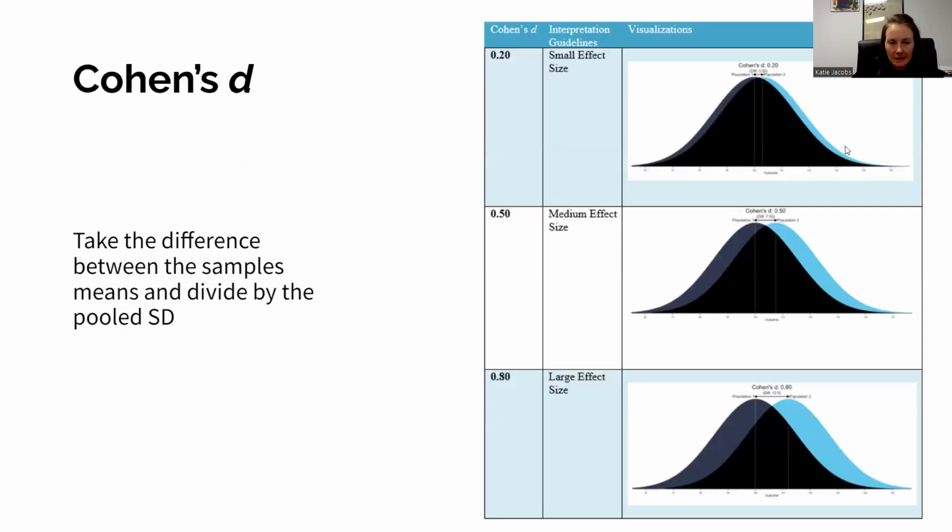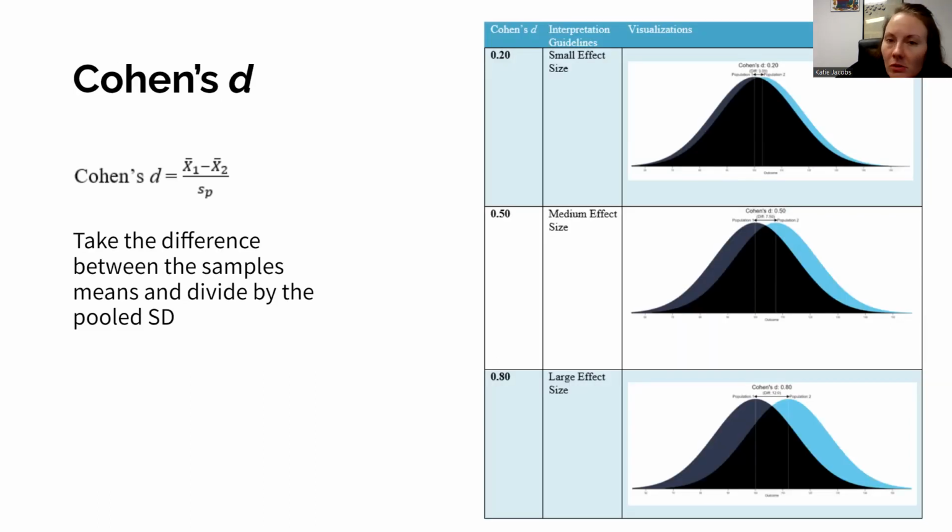So for Cohen's d, here we have a formula where we take the mean of the first group minus the mean of the second group, divided by the pooled standard deviation. So we take the difference between the sample means and divide that by the pooled standard deviation.